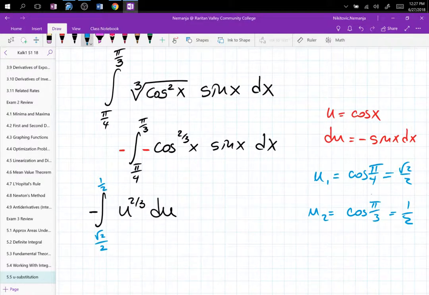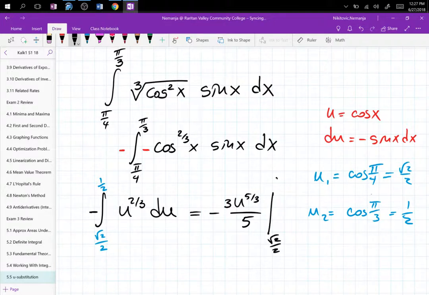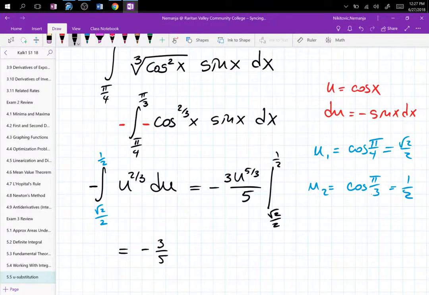So we eliminated everything. We eliminated pi's in the limit, and we also eliminated trig. Right? The entire problem now is going to be very quick. We have negative u to the 5/3 over 5/3 computed from root 2 over 2 to 1/2. So this is negative 3/5, and in parentheses I have 1/2 raised to the 5/3 minus root 2 over 2 raised to the 5/3.